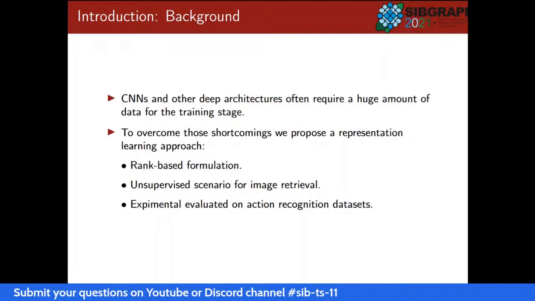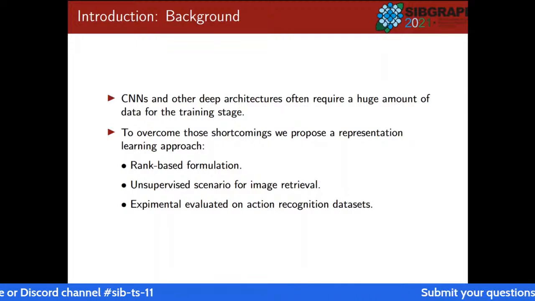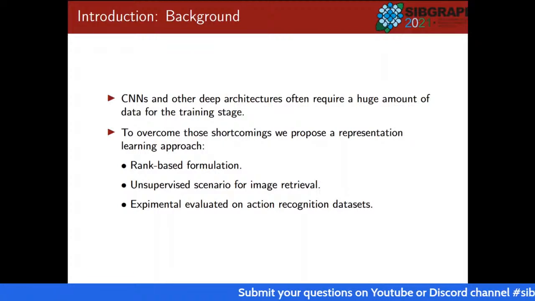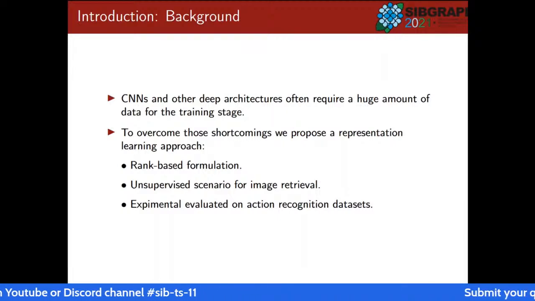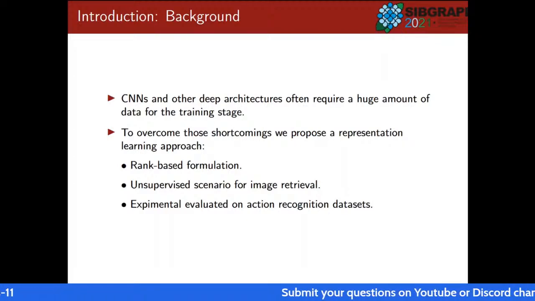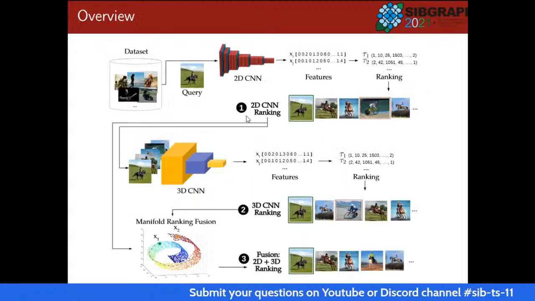To overcome these shortcomings, in this paper we propose a representation learning approach that exploits a rank-based formulation to build more comprehensive and effective representations based on the same amount of data. Our approach is used on an unsupervised image retrieval scenario applied on action recognition datasets. In order to present an overview of our approach, we have the following figure.